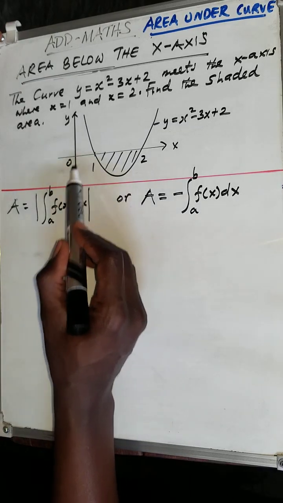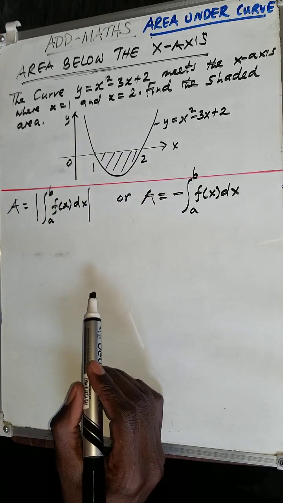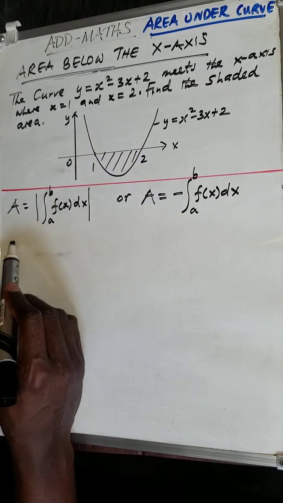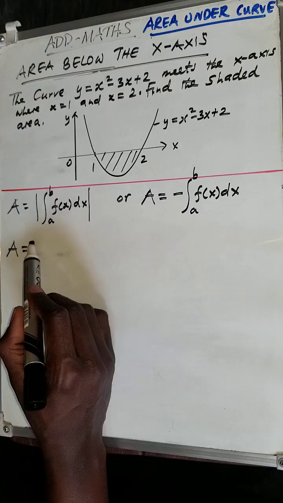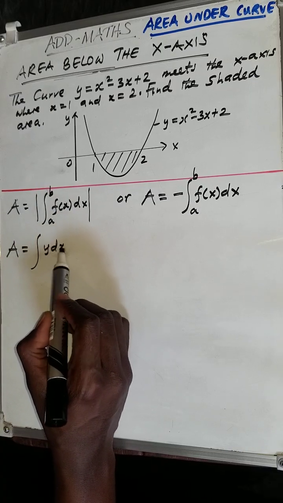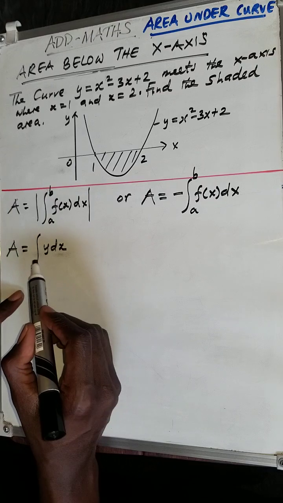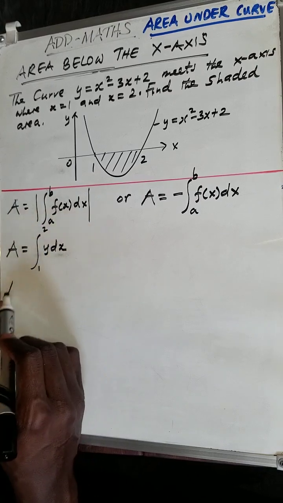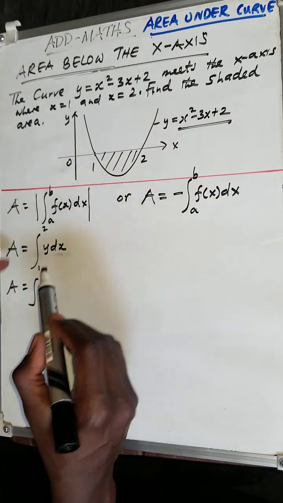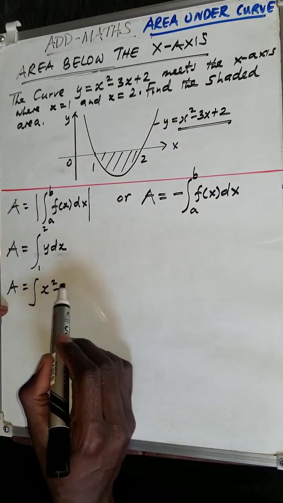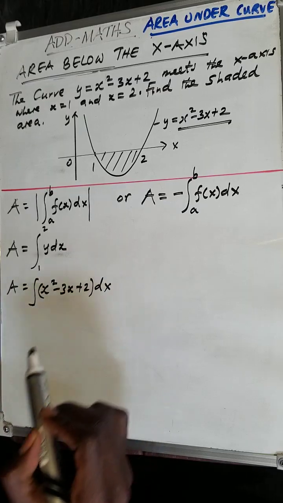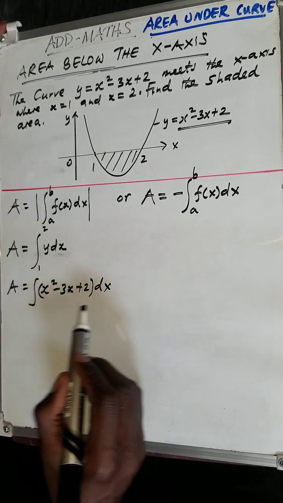In this case, my lower limit is 1 and my upper limit is 2. So I'm going to say the area will be given by the integral of y with respect to x. And what are your limits? It's 1 and 2. So what is y? y is represented by x squared minus 3x plus 2, with respect to dx in this case.